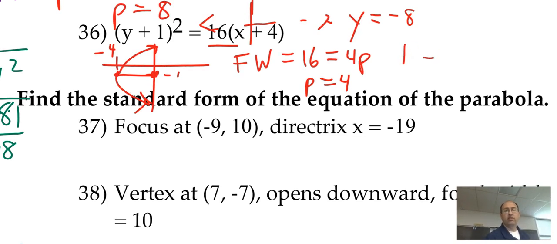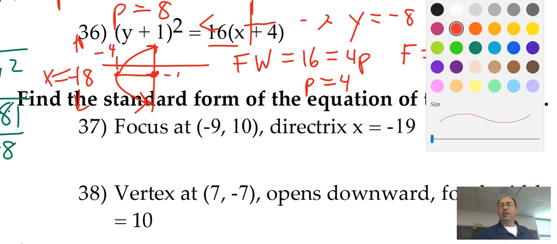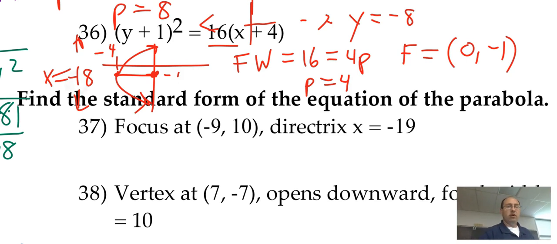What's my focus? 0, -1. And the directrix. I'm so proud of you. Nice. X equals -8. I know it looks like -18, but it is -8. Sorry for the random part of my dotted line, which I am not erasing very well. Alright, okay.